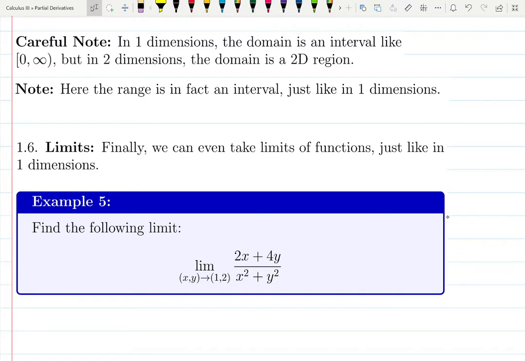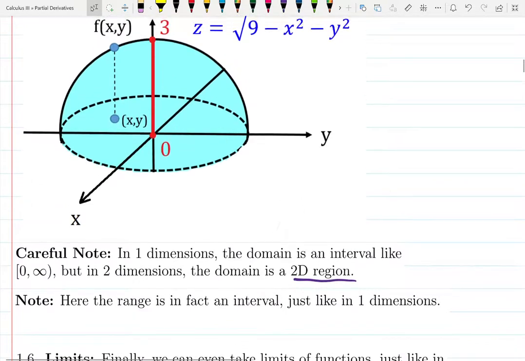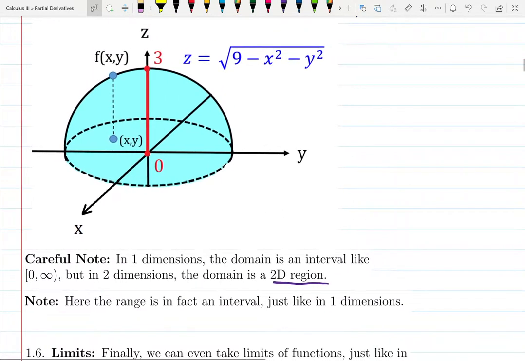Okay. So, in one-dimensional, the domain is an interval from 0 to infinity, but in two-dimensional, the domain is a 2D region. Here, the range is in fact an interval, like 1. So, let me show you that. Let's explain this a little bit more, both domain and range. So what is the range for this function? Let's call it here: Range.